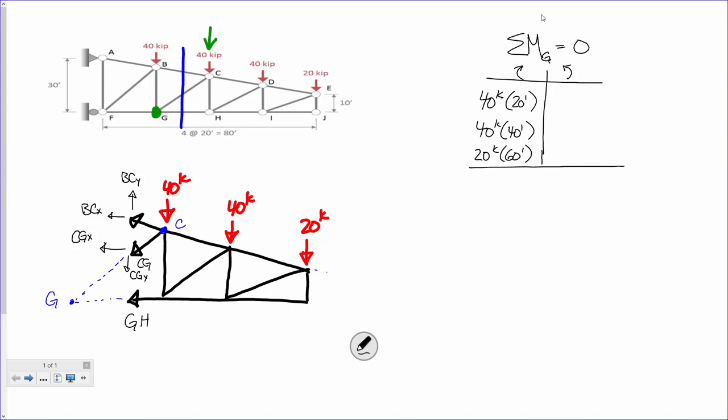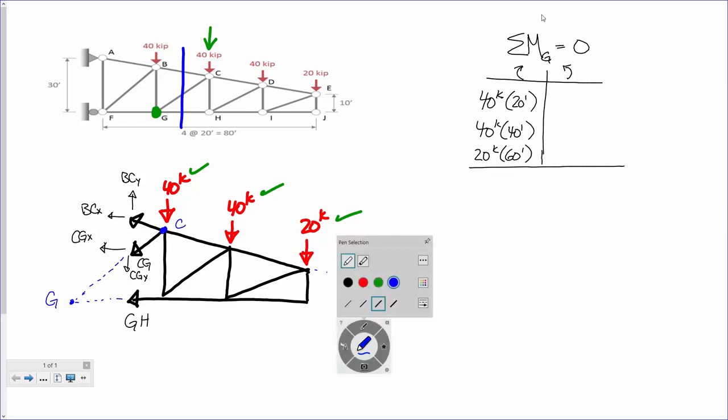So far, so good, right? So that takes care, if I'm checking that off on my section, takes care of that one, and that one. Okay? I don't have to worry about GH, do I? That goes through G, right? I don't have to worry about any of these CG forces. I got to worry about BCX and BCY, right? Okay? Well, watch this.